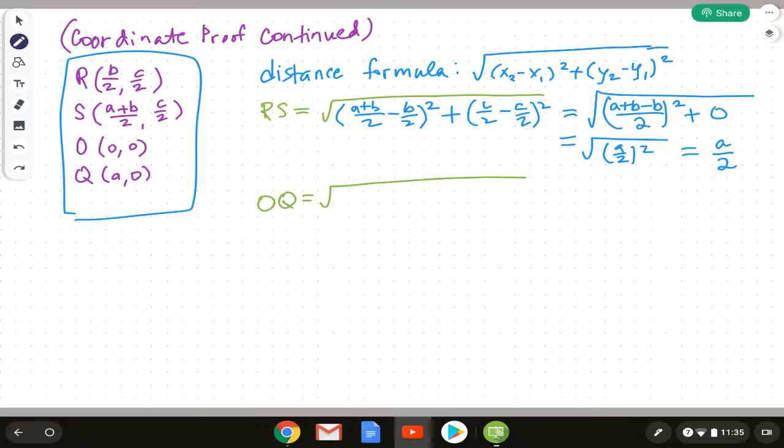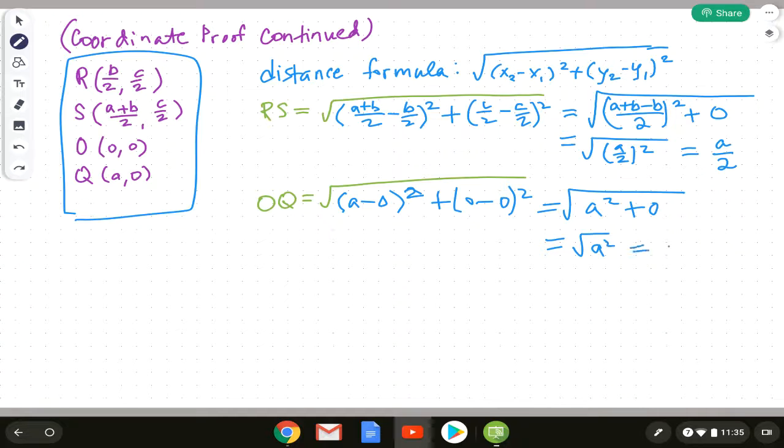Alright, for OQ, I'm using the coordinates given on the left-hand side over there, so I'm going to have a minus 0 squared plus 0 minus 0 squared. That's going to give me the square root of a squared plus 0, so just the square root of a squared, which is a.